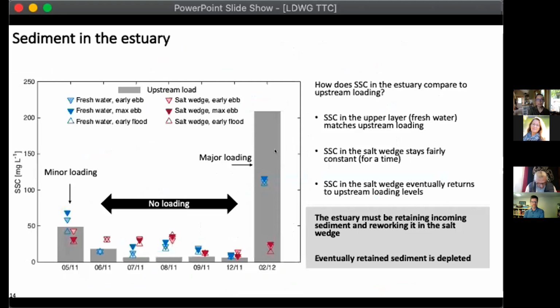Now, by comparing suspended sediment concentrations in the estuary to suspended sediment concentrations predicted from upstream loading, which comes from the rating curves that I developed, you can get a sense for sediment sourcing. During loading events, the suspended sediment in the upper layer, which is the blue triangles, is comparable to suspended sediment coming in from upstream, which is shown by the gray bars. In the absence of loading, suspended sediment in the estuary is larger than what's coming in from upstream, and it stays that way for a while before it dies down and eventually matches what little is coming in from upstream. And this suggests that some amount of the sediment that is delivered during a storm stays in the estuary for several months after disappearing.